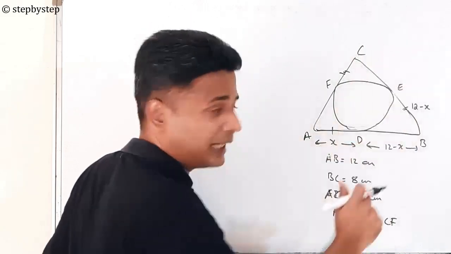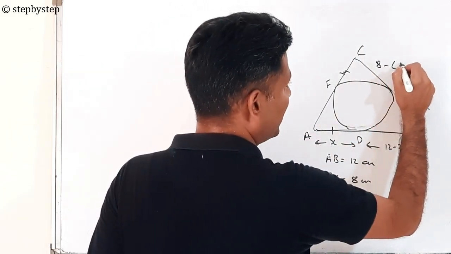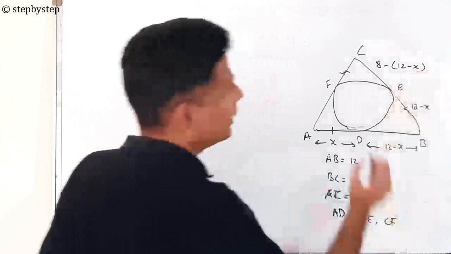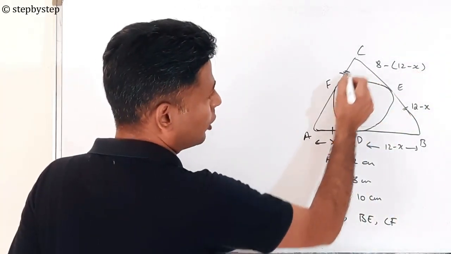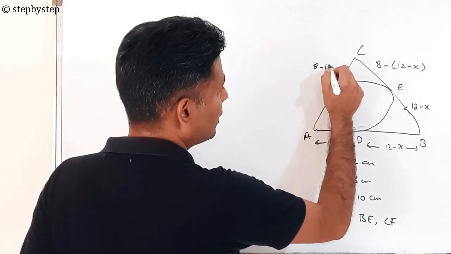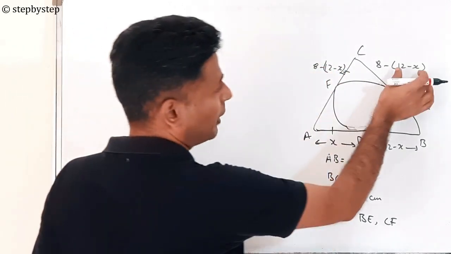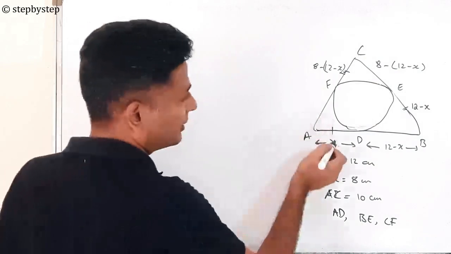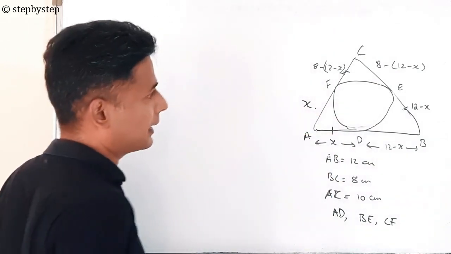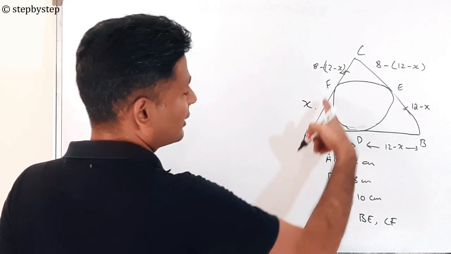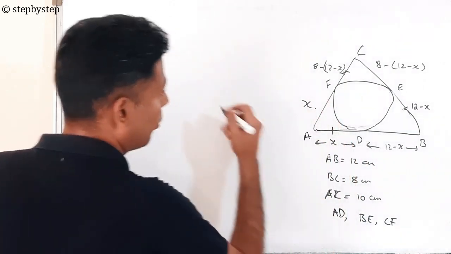BC whole thing is 8. So this part will be 8 minus (12 minus X). If this is 8 minus (12 minus X), this also will be 8 minus (12 minus X). Right, in brackets, because it's 8 minus the whole thing, and since this is X, this also will be X. Now we got all sides in parts. Now what do we have?